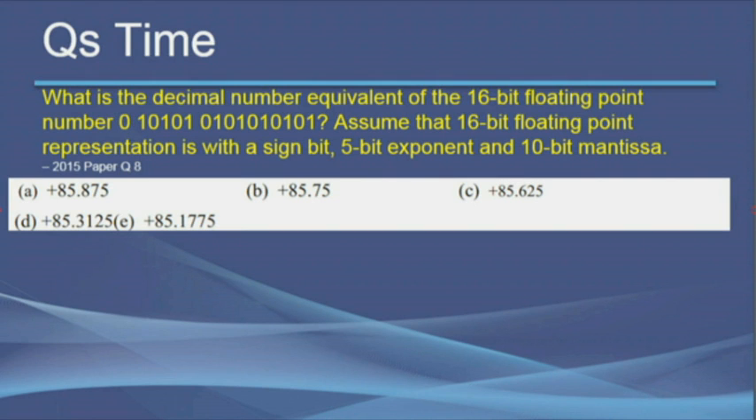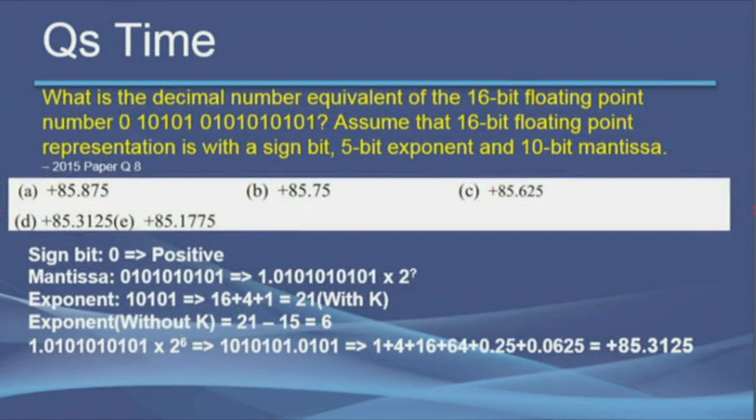So this is quite interesting. Let's see. This is the 2015 question number 8. Again, you can see the positive value should be there because the sign bit is 0, but it doesn't help because all the options are positive values. Let's consider the mantissa. So you can think, okay, this is the mantissa now, so if we normalize this number it should be 1 and the radix point, 1 point, and this is the mantissa which is taken from here.